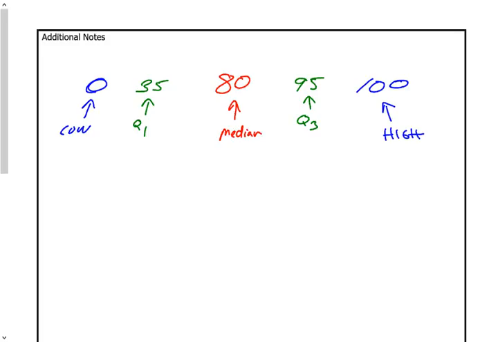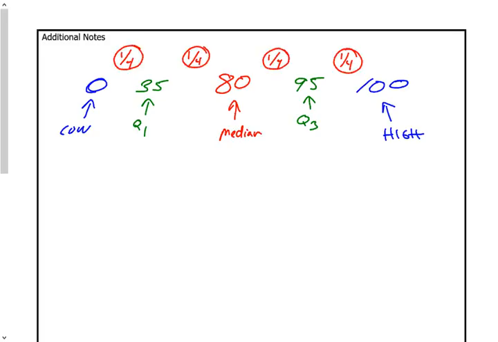What's really going on? 1/4 of the scores are between 0 and 35. 1/4 of the scores are between 35 and 80. 1/4 of the scores are between 80 and 95. And 1/4 of the scores are between 95 and 100.